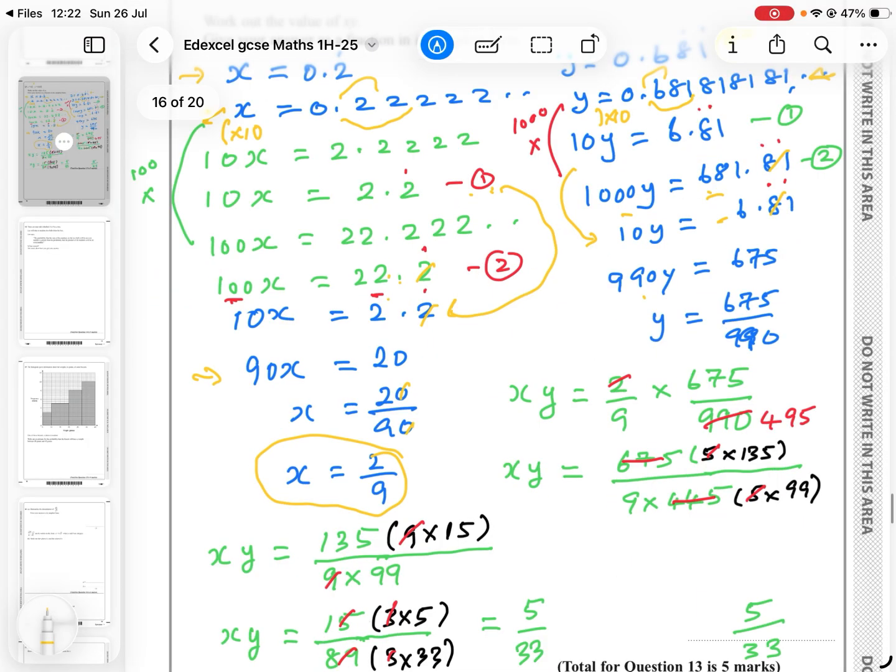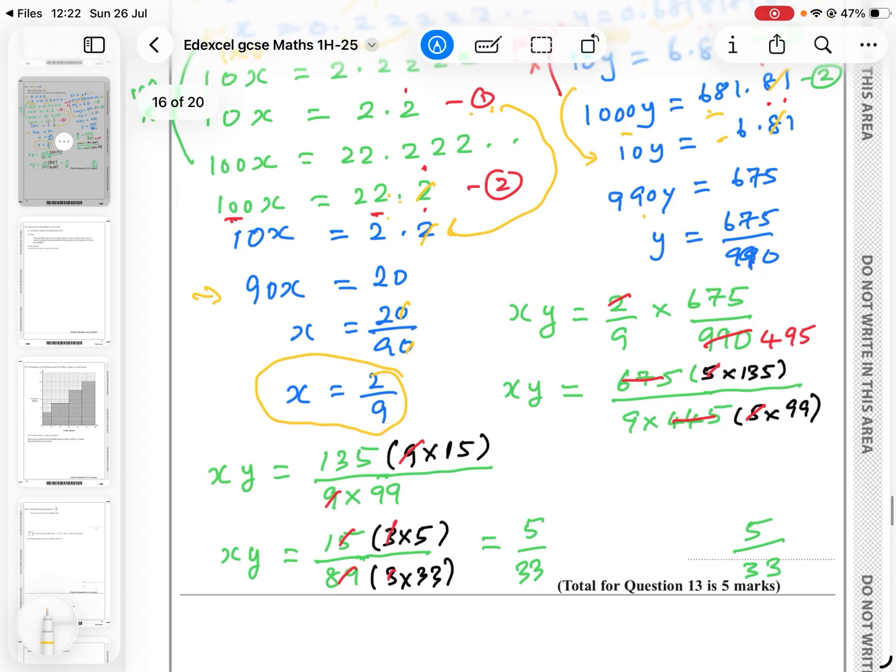So now both x and y are in fraction form, not recurring form. So x times y means 2 over 9 times 675 over 990. Now you can simplify. 990 is 2 times 495. Then 675 divided by 9 times 495. That's what I wrote here.